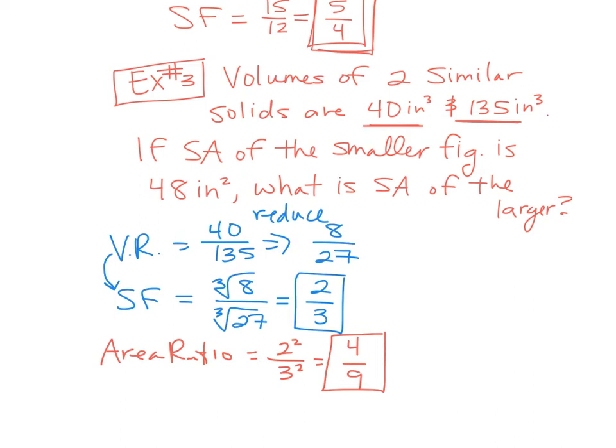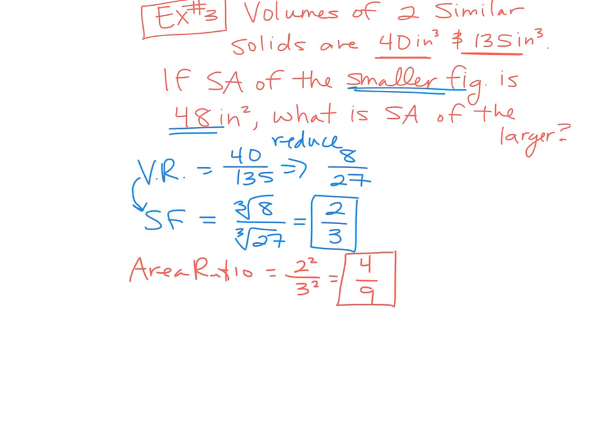They told us that the surface area of the smaller figure is 48. We want the surface area of the larger figure. So what is your proportion going to look like? 4 over 9 equals 48 over x. Right, 4 over 9 equals, now the 48 has to go across from the 4 because it's the smaller one, right? And they gave us the smaller figure. So the x on bottom, and now you just cross multiply. So we're going to cross multiply this. 9 times 48.